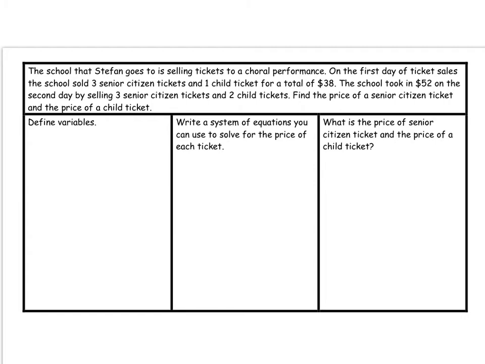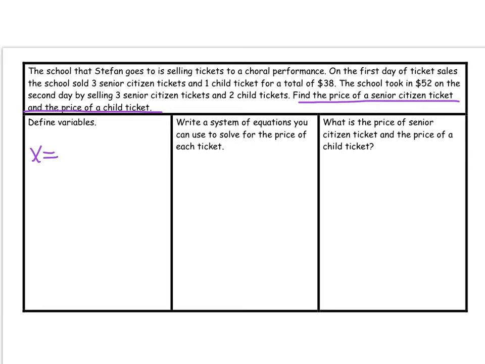Okay, one more problem. The school that Stefan goes to is selling tickets to the choral performance. On the first day of ticket sales, the school sold 3 senior citizen tickets and 1 child ticket for a total of $38. The school took in $52 on the second day by selling 3 senior citizen tickets and 2 child tickets. Find the price of a senior citizen ticket and the price of a child ticket. So there's our variables right there. We need the price of a senior ticket and the price of a child ticket.